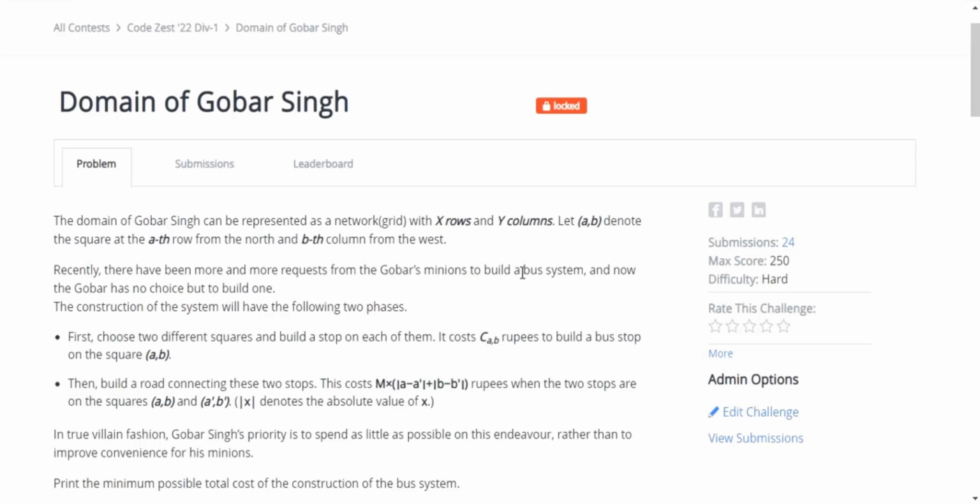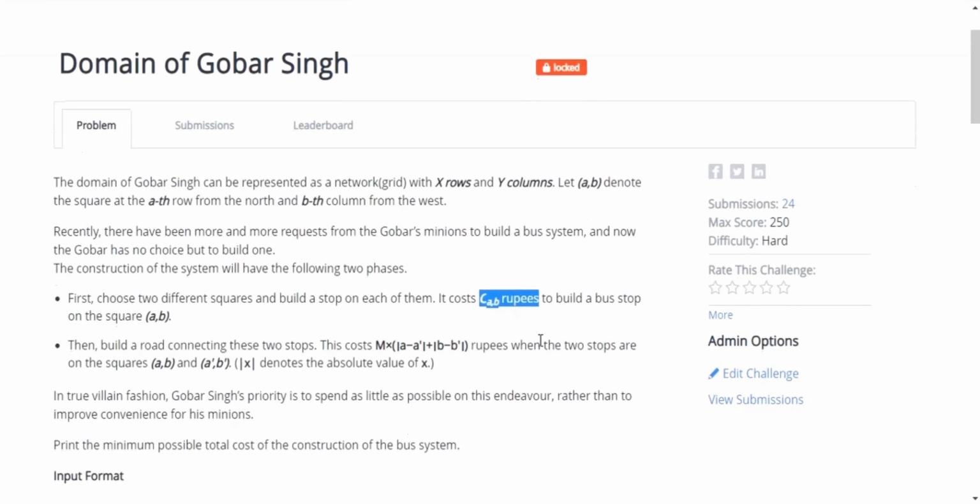Now we are supposed to construct a bus system over this particular grid which is given to us. It could be done within two different phases. The first one being we have to choose two different squares within the grid and build a bus stop over these two squares. The cost for building a particular bus stop at a square AB is given by CAB rupees. Similarly, we also have to build roads connecting these two bus stops. Now the overall cost is given by this particular expression over here.